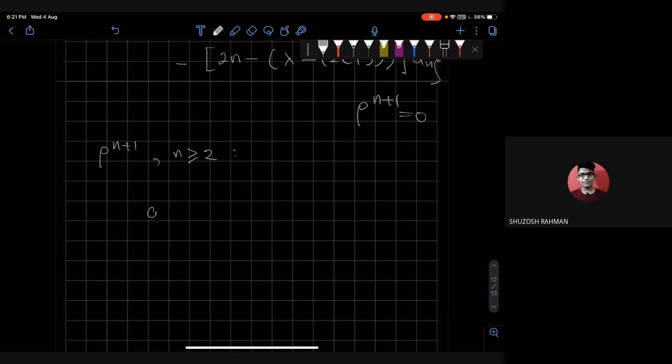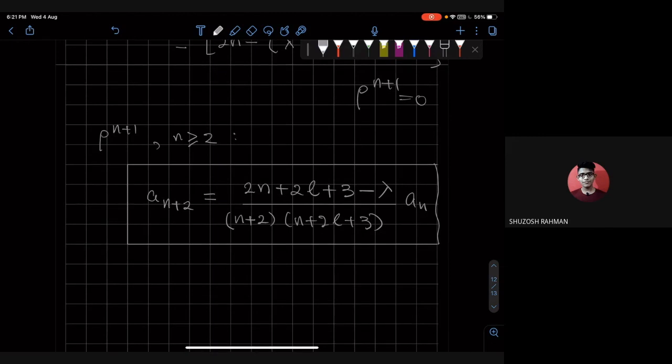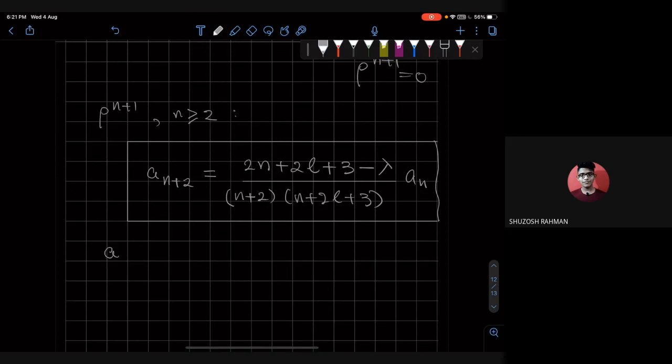And that means that we are relating a of n plus 2 to a of n by 2n plus 2l plus 3 minus lambda divided by n plus 2, n plus 2l plus 3 times a of n. So this is a recursion relationship. How do we solve a recursion relationship? If I have a boundary value, I can figure out everything else. Now see that a of 1 is 0, a of 3 is 0. That means a of n is 0 for odd n, right? That's what this recursion relationship is telling us. You agree?